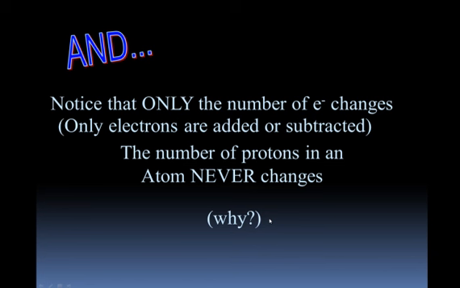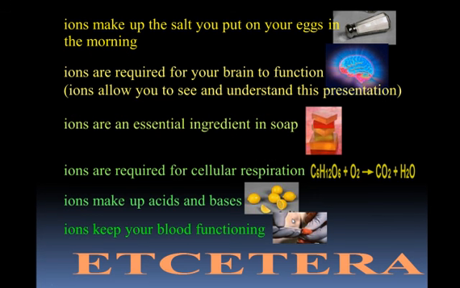So why is it important that we know a little bit about ions? Well, because ions are critical. It's what we use in our everyday life. Ions make up the salt we put on our eggs. They help our brain to function. They are in soap. They're part of cellular respiration that you should have learned of in 7th grade life science. They make up all of our acids and our bases, milk, tea, Coke, Dr. Pepper, woohoo! But they also keep your blood functioning as well, and many, many more uses. So that is all about ions.